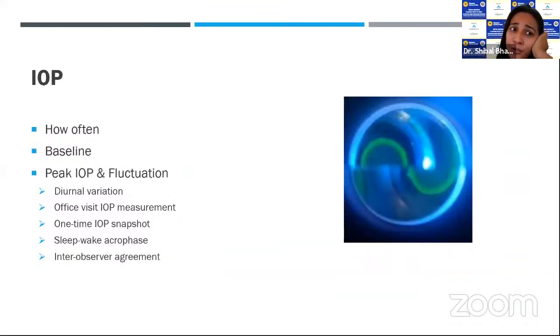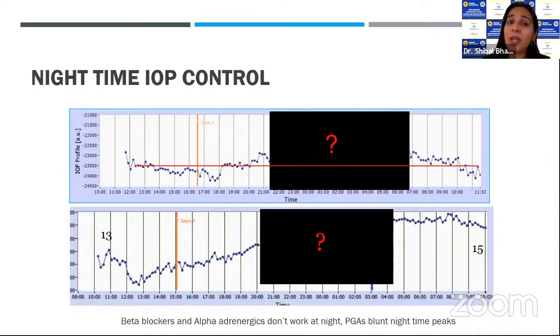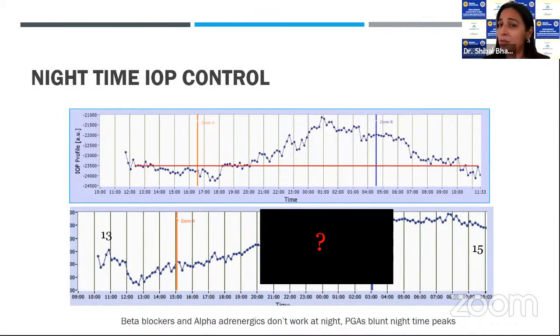So how often do you measure your IOP? What constitutes your IOP baseline? And why diurnal variation is important, and why a one-time IOP snapshot, whichever machine you use, is not critical enough for you to base your clinical judgment. Remember, there's a sleep-wake difference in your intraocular pressure, which is physiological. Remember, if your colleague has measured, Parul and I have worked together very, very often, but even our inter-observer agreement is not 2 millimeters of mercury. So that's something you have to remember, that when your colleague has measured your intraocular pressure, how are you measuring it? Remember, there is no way of knowing whether your patient was controlled at night or not.